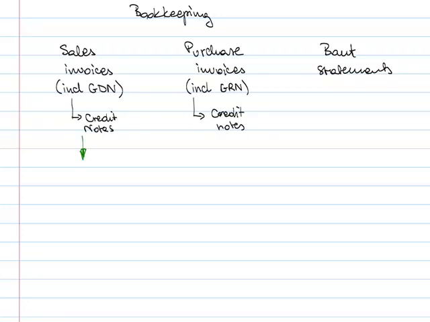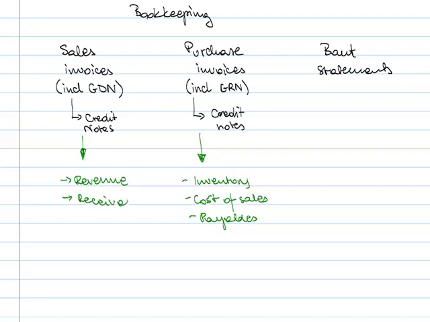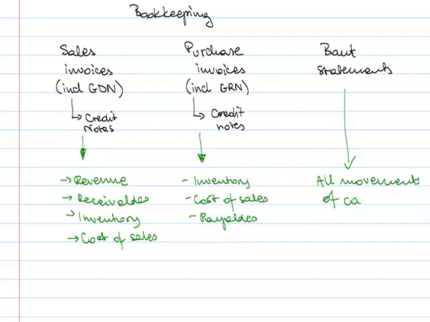Sales invoices mean we've got revenue. Purchase invoices will usually mean that we will have inventory, we will have some cost of sales sometimes, we will have payables. Right? Sales invoices, revenues, receivables, inventory, and obviously cost of sales as well. We will discuss that later on. And bank statements, which will evidence all movements of cash in bank.